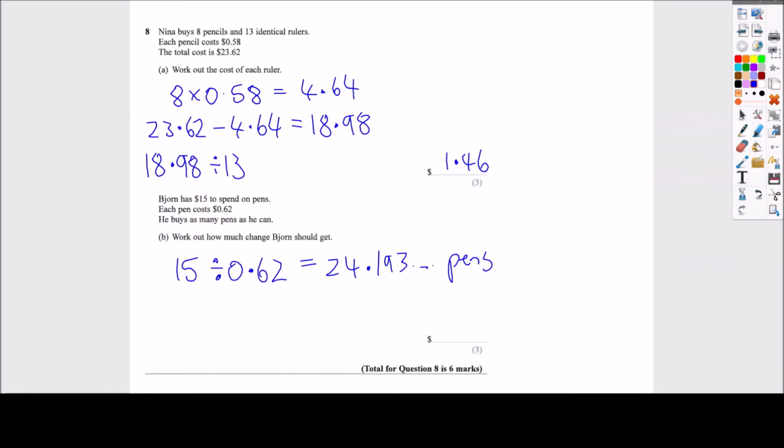So how much are 24 pens going to cost us? That's going to be 24 lots of 62 pence. So 24 times 0.62 is 14.88. So £14.88 is spent on buying 24 pens. Bjorn had £15 to start with, so how much change should he get? 15 take away 14.88. I think that's 0.12, isn't it? But let's just double check. Yes, 0.12.